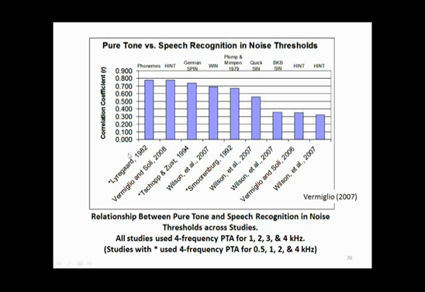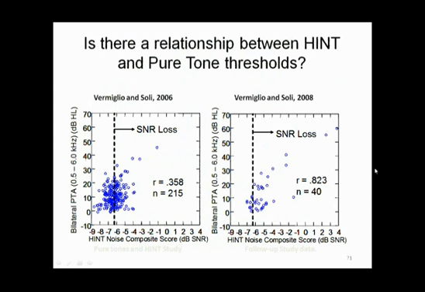And then when you look across the literature, you find a range from a very poor relationship between the audiogram and speech recognition in noise ability to a very strong relationship. So what is the real story? What is going on here? So what we decided to do was to analyze this, try to figure out why things are the way they are. So is there a relationship between HINT and pure tone thresholds?